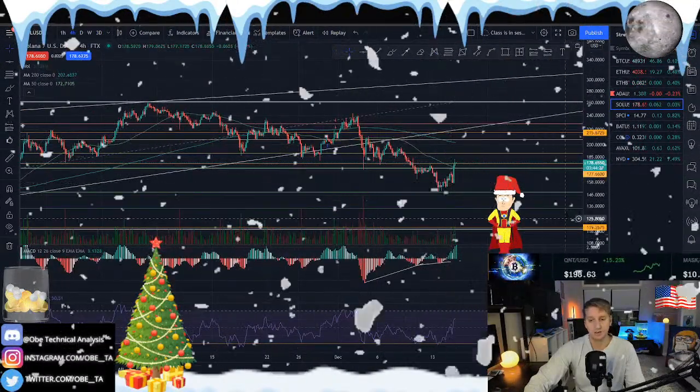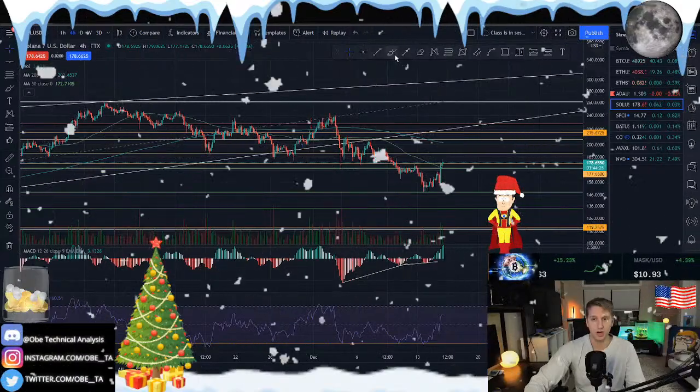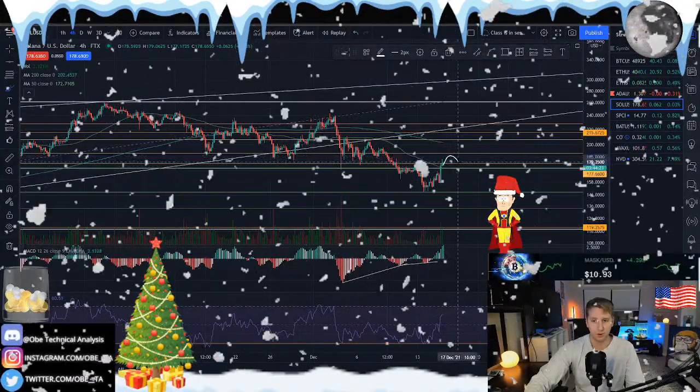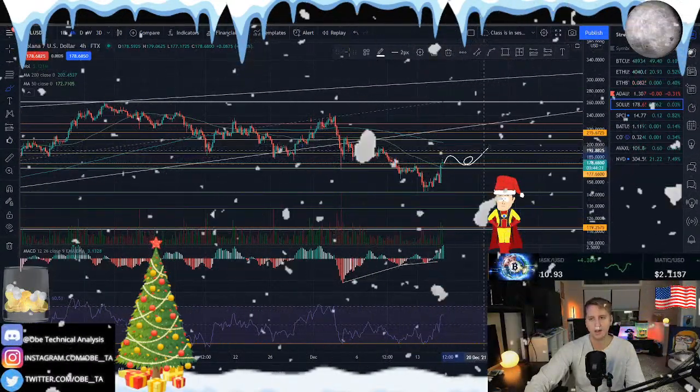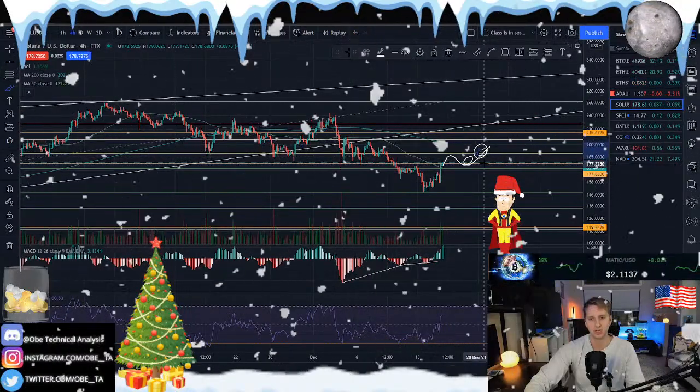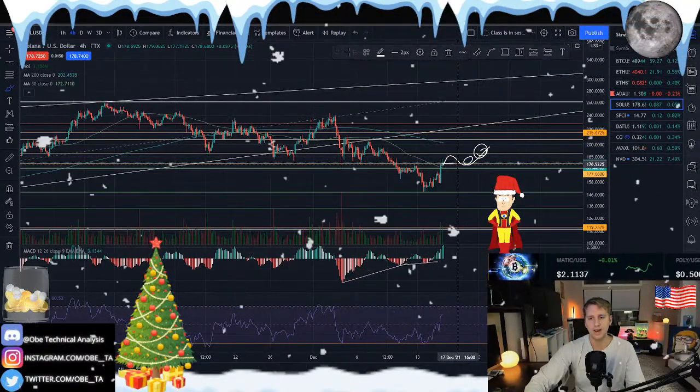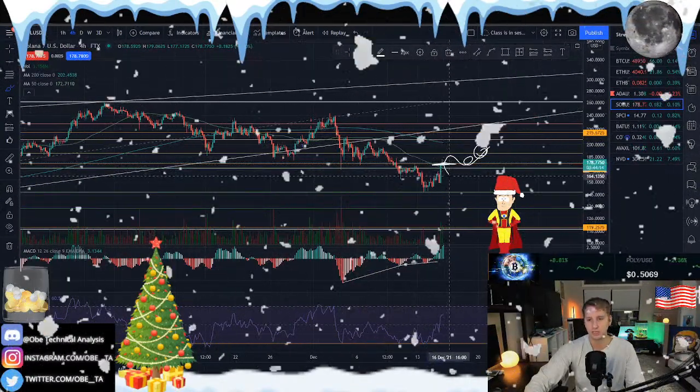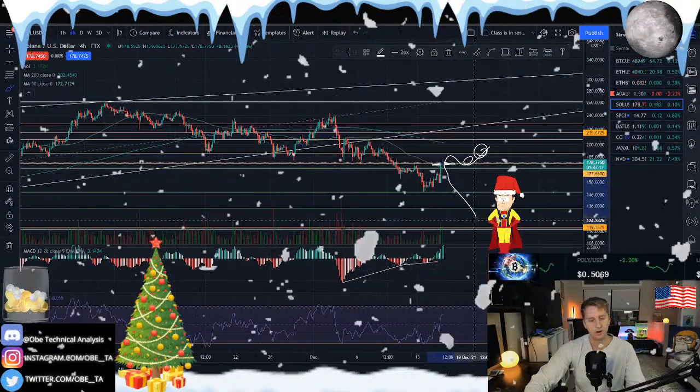So Solana, I want it to confirm this, break the support, and then hold it right before going again. All right, and then that's when I take my position on Solana. But right now it's just testing the support, and it could easily come back down and close below it and then go lower. That's not what I'm looking for.